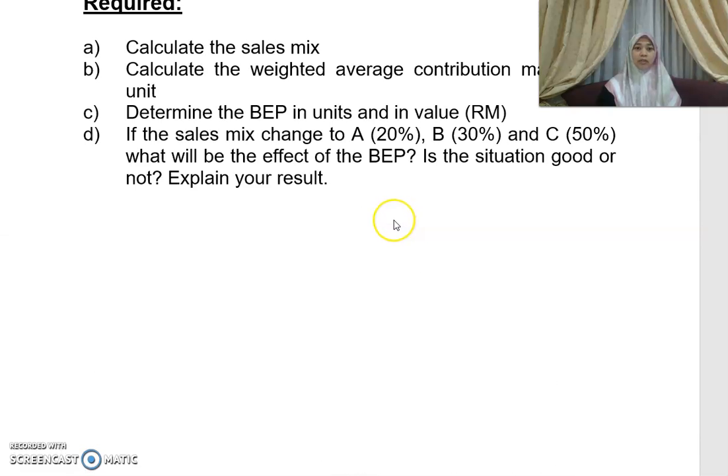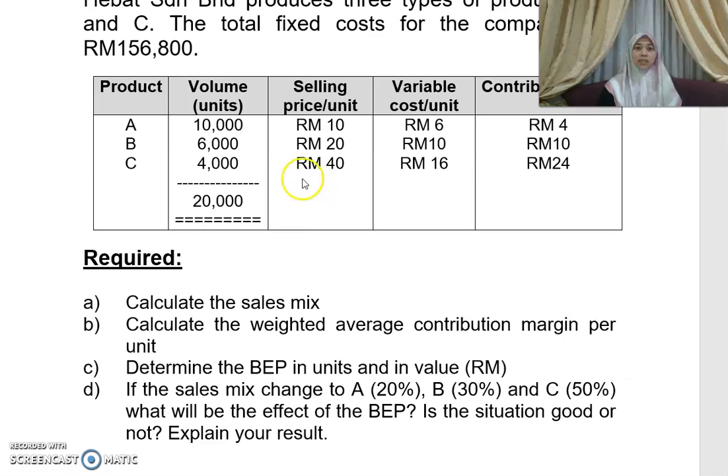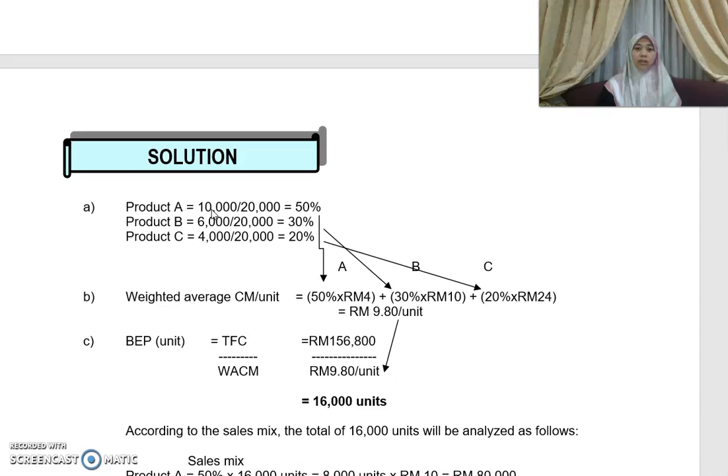So let's look at the question again. So you just take the 10,000 for A divided by 20,000. So that is 50% for A. What about B? The 6,000 divided by 20,000, and C is 4,000 divided by 20,000. So that is your sales mix, 50% for A, 30% for B, and 20% for C. That is your sales mix. Total will give you 100%.